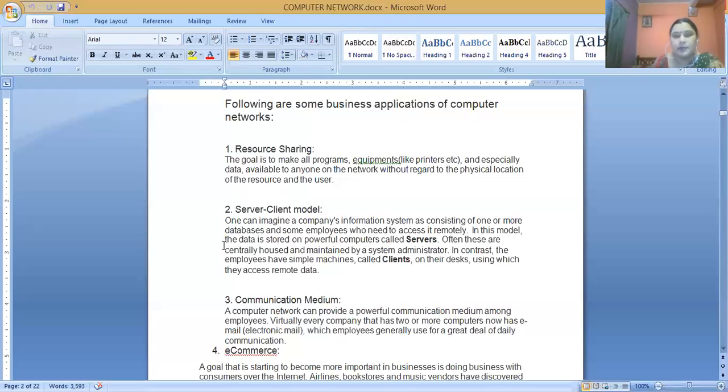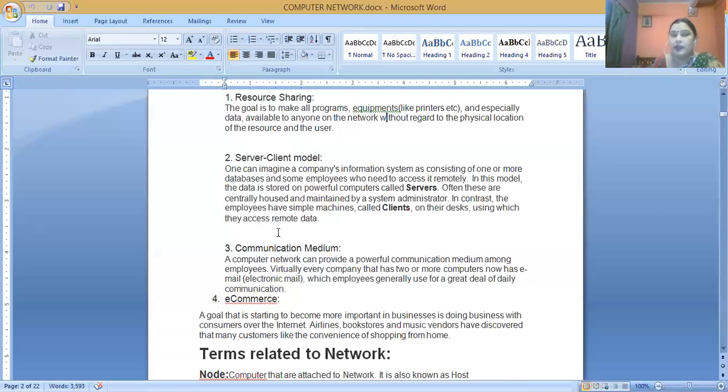The network is based on the server-client model. Means the server is responsible for receiving the request from the client, and the client is responsible for sending the request to the server.